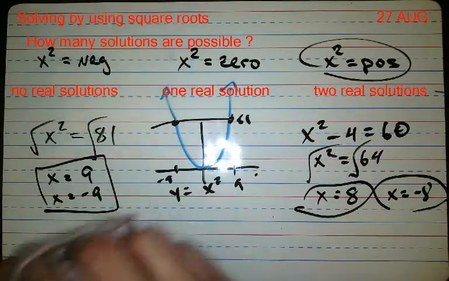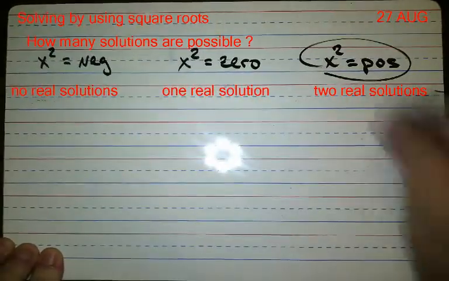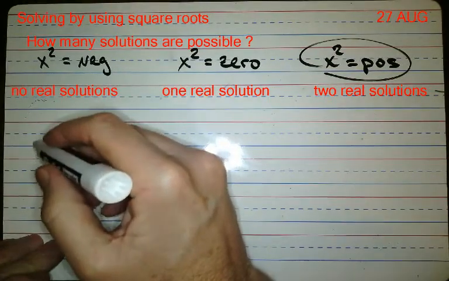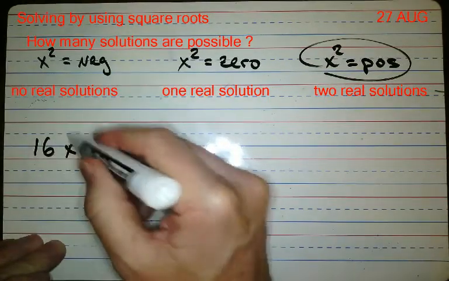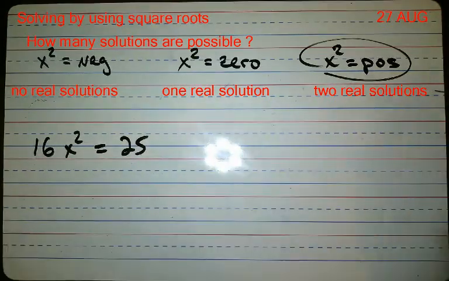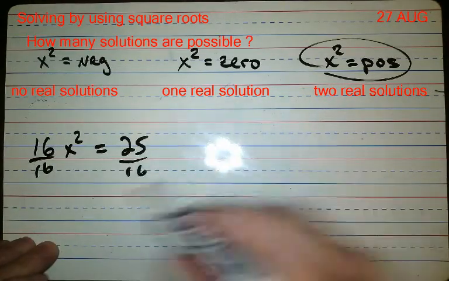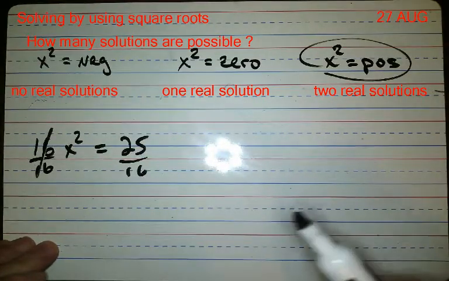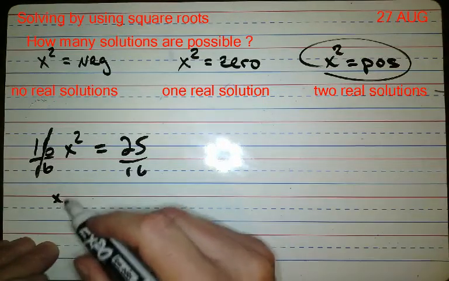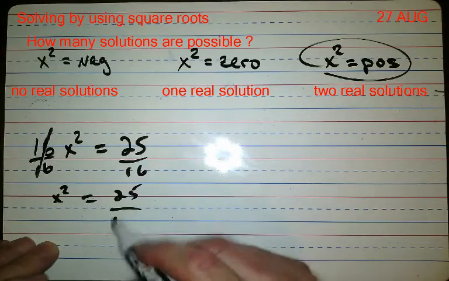Then they get tricky. What about fractions? Fraction answers, for the same reason, there's going to be two. So let's just talk about those. What if we had something like 16x squared equals 25? Well, remember, we can't solve it unless we get x squared by itself. So I have to divide by 16. And now we do not want decimals. So don't actually divide it. Leave it like that.